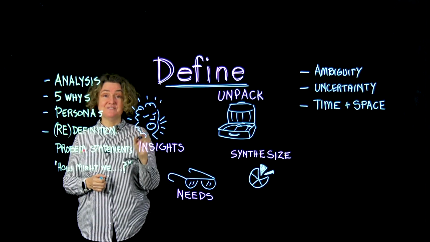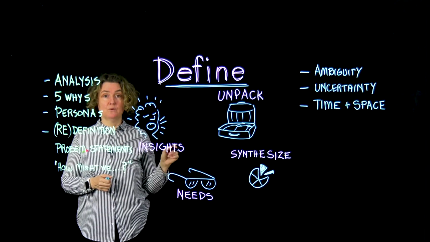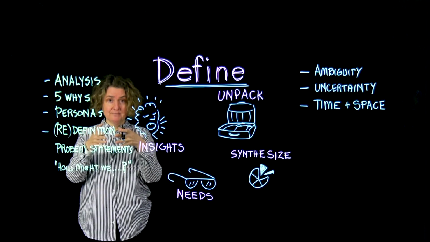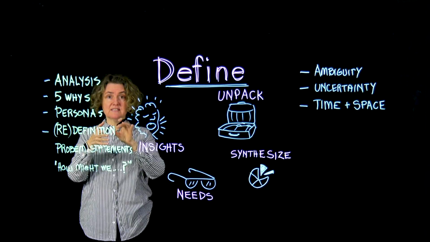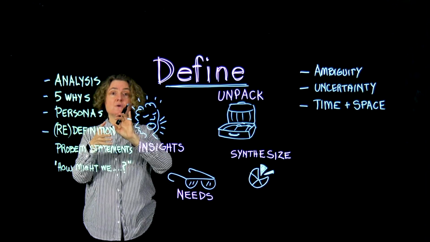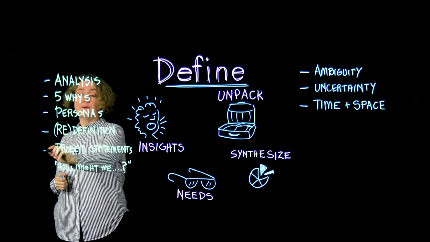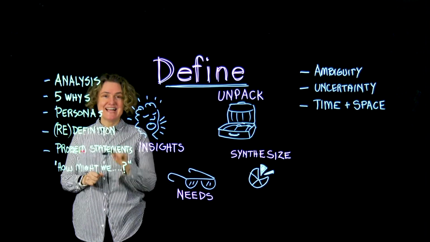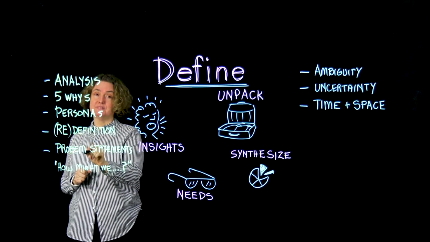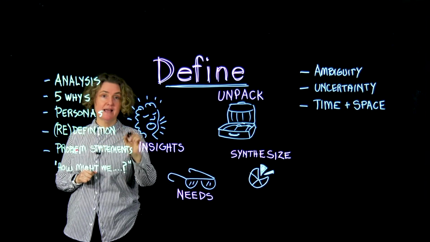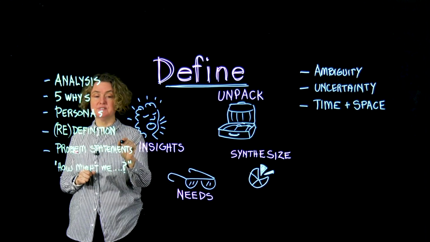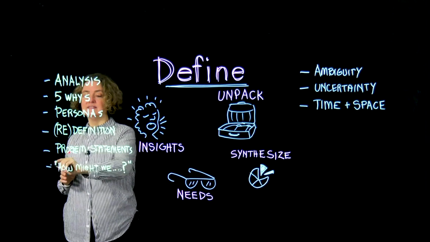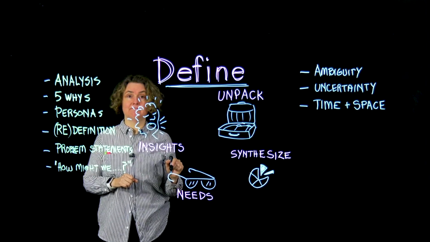We need to redefine the problem as we go. The more we find out about it, the more we can refine and pinpoint exactly what the thing is that we're trying to create or solve. We're going to come up with multiple problem statements. See, I had a problem right there. We're going to come up with multiple problem statements, and we're going to redefine and rewrite our problem statements over and over again. And one wonderful way that we use a lot is the how might we.